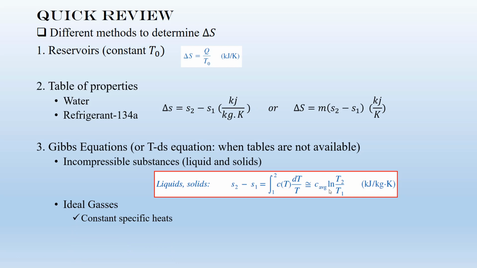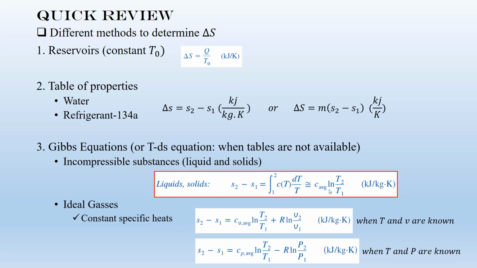Then for ideal gases, you learned two different methods to calculate the delta S. If we assume that we have a constant specific heat, or for small temperature ranges, normally delta T less than 100 centigrade, you can use one of these two correlations to calculate the delta S or entropy changes. Use the first one when you have temperature and specific volume, and use the second one when you have the Cp, temperatures and pressures.